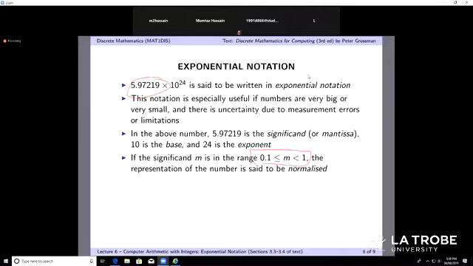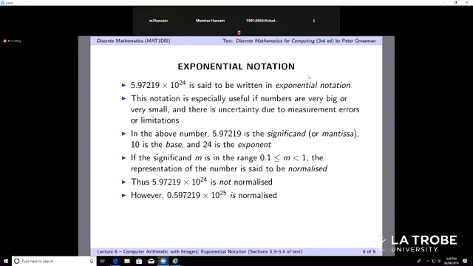Whenever you get a number, I would normalize it. I want to normalize it, so this would become 0.597219 multiplied by 10 to the power 25. I would shift the dot here to bring that within the range of 0.1 and 1. So this is called the normalized range. This is not normalized, however, this number is normalized. So we always want that significand to be between 0.1 and 1.